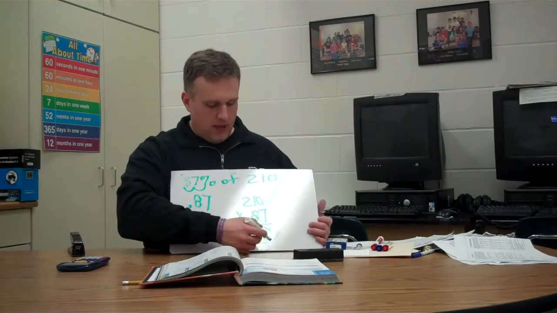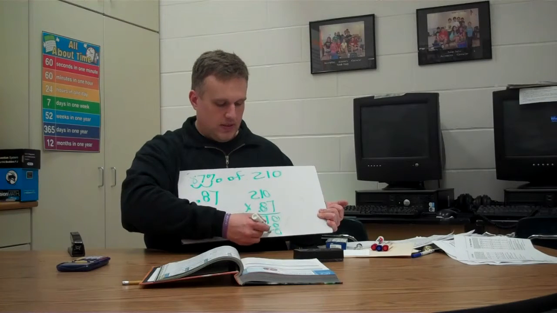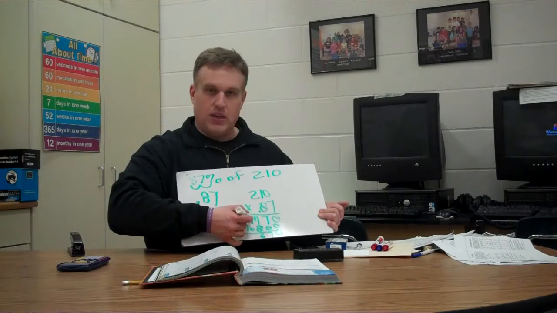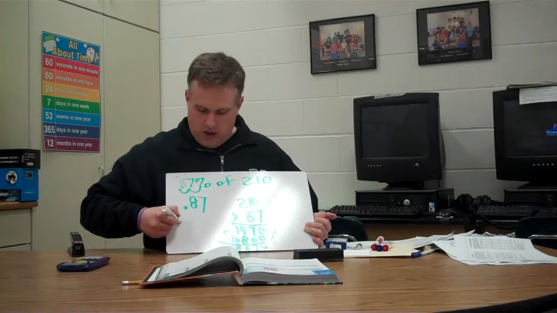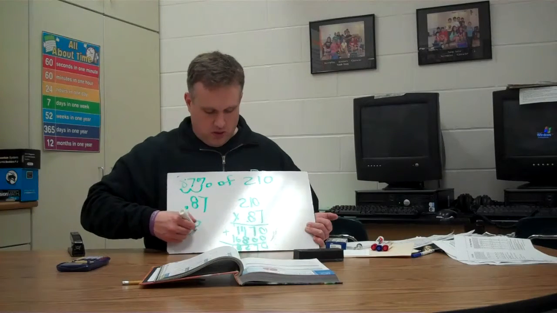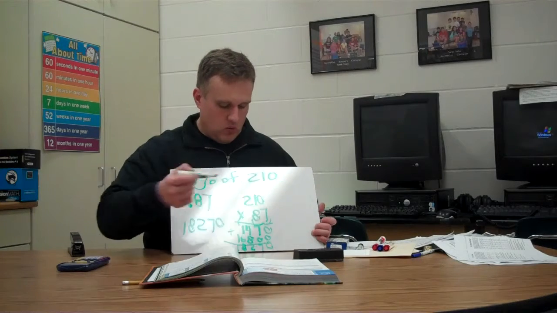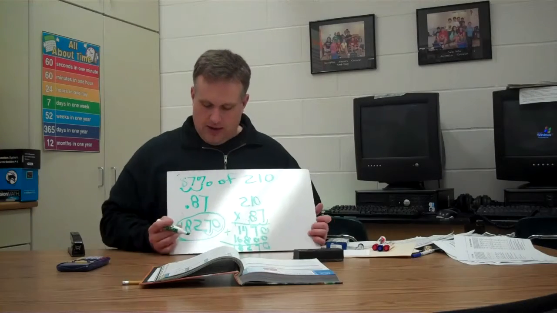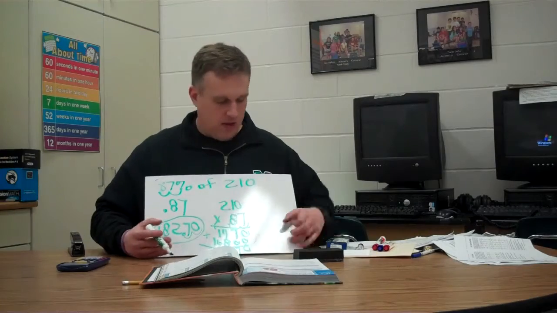Okay? If I add that up, 0 plus 0 is 0. 7 plus 0 is 7. 8 plus 4 is 12. 6 plus 1 is 7. Plus 1 is 8. And then 1. So I have 1, 8, 2, 7, 0. Again, I'm going to count the number of decimal places. 1, 2. Come over here, count 1, 2. And I have 182 and 70 hundredths. Okay? That is number 8.